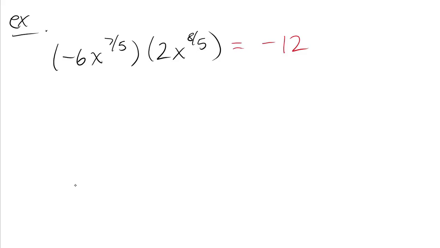When you add fractions with a common denominator, you just add the numerators. This is 15 over 5. And 15 over 5 means 15 divided by 5, which is 3. So the exponents add to 3, and so this is negative 12x cubed.